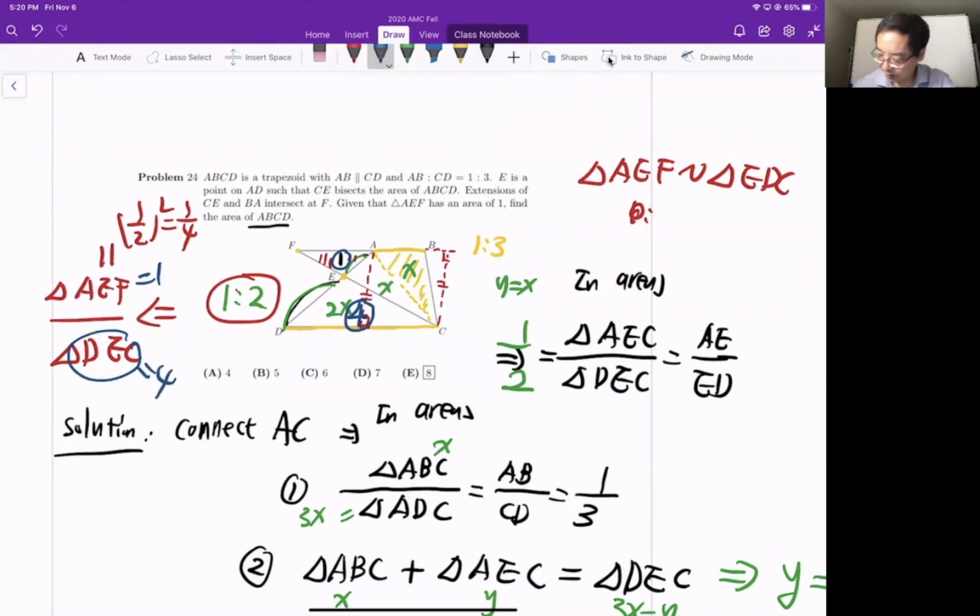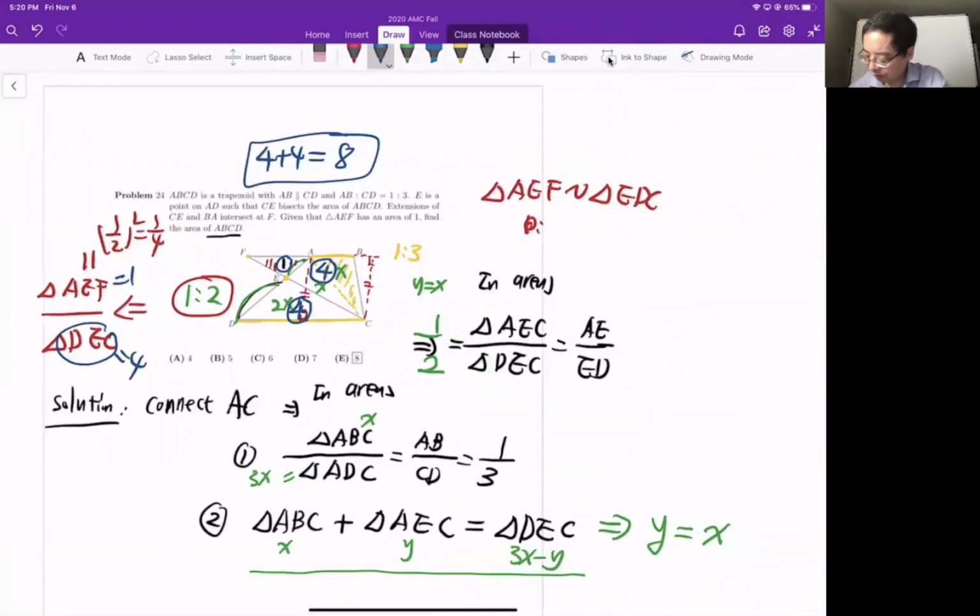Now, if DEC is 4, since CE bisects the area of ABCD, the upper half is also 4. So 4 plus 4, the area is 8.